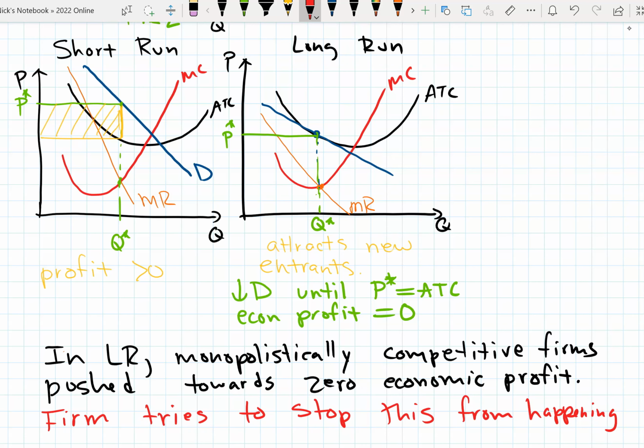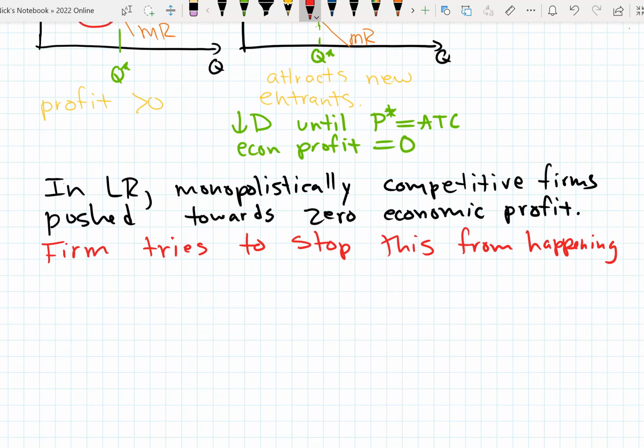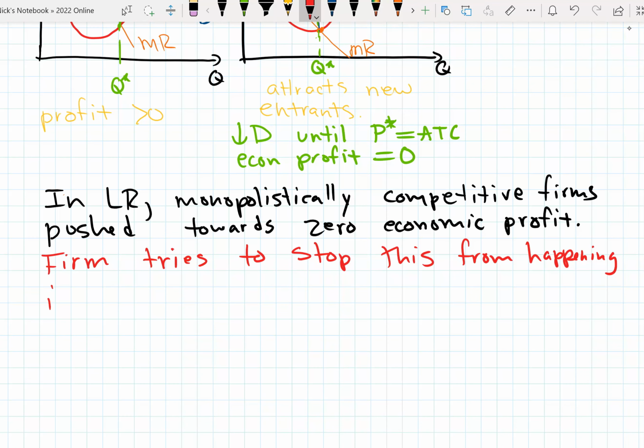So what do they do? How do they stop this from happening? Okay, so I'm going to move on so you won't be able to see the graphs anymore. So one way to stop this from happening is to lower their costs. Okay, so they can try to keep their costs low. So that's the same as perfect competition. You just keep your costs low. You've got to always keep an eye on costs.